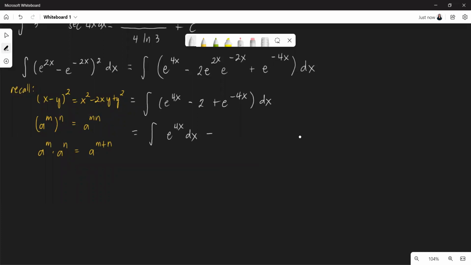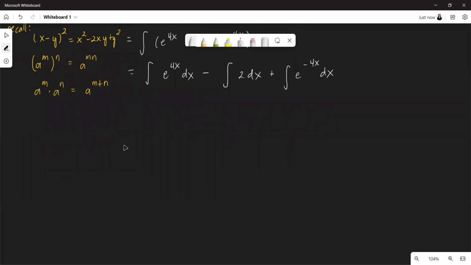Okay, then minus the integral of 2 dx. Then plus the integral of e raised to the negative 4x dx. Okay, so we have the integral of e raised to the power of 4x. So let us put the assigning of u here on the side.